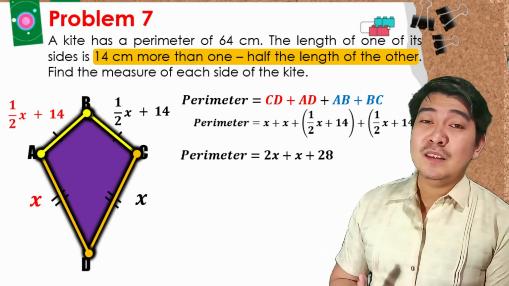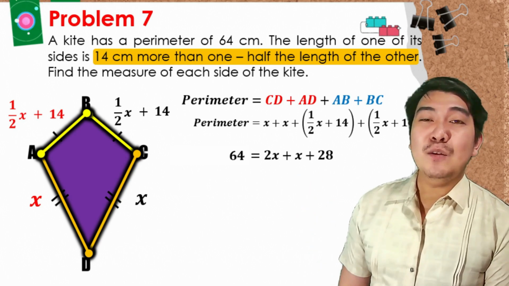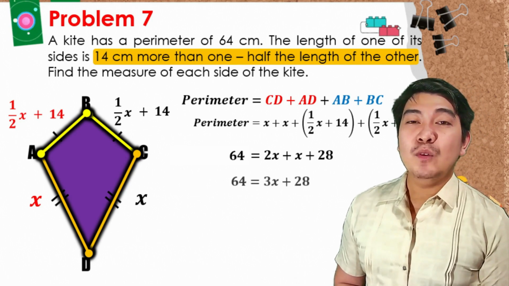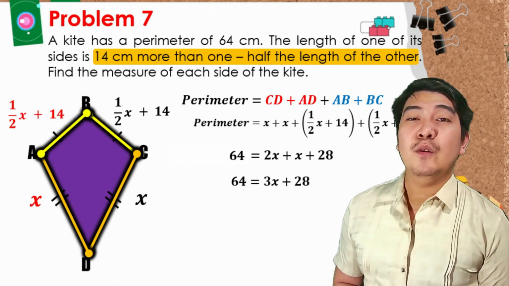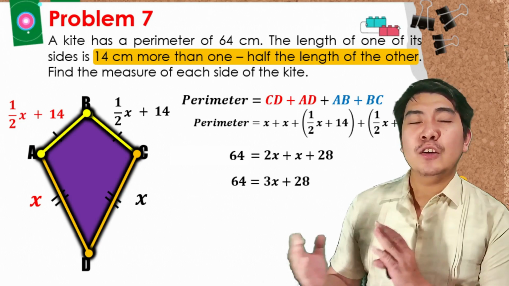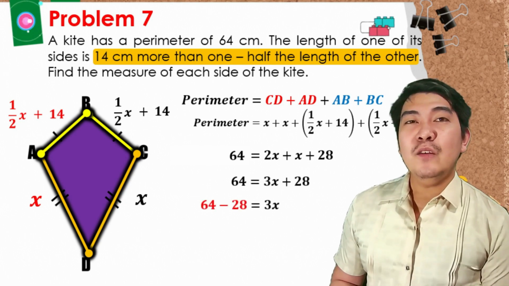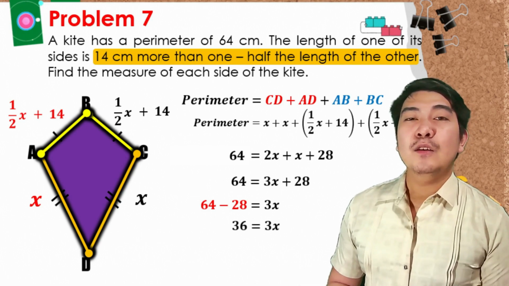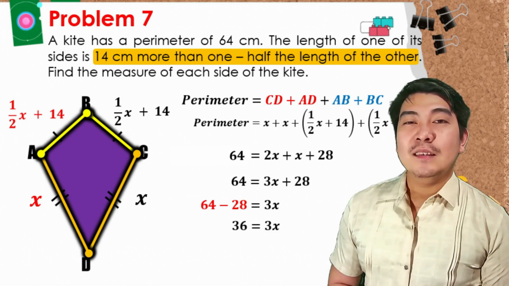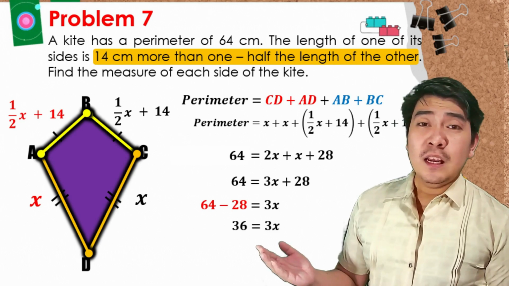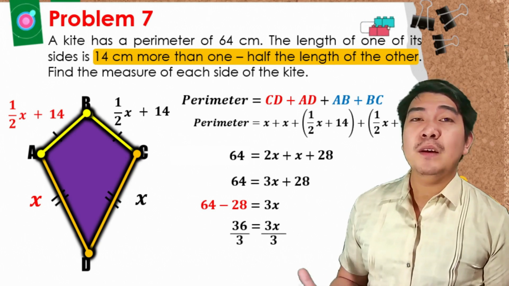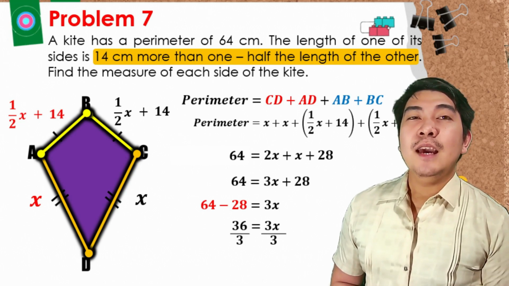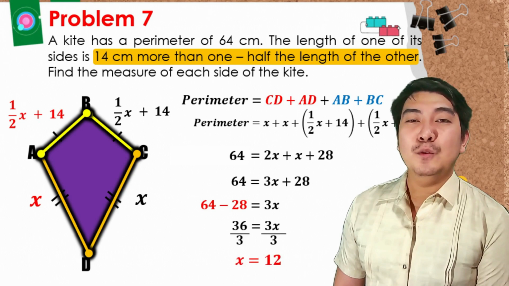Substituting the perimeter, which is 64, we now have 64 is equal to 2x plus x plus 28. 2x plus x plus 28 will be 3x plus 28, which is equal to 64. Then let us transpose 28 to the other side of the equation. We now have 64 minus 28 is equal to 3x. 64 minus 28 is 36, which is equal to 3x. Then we need the value of x, but we are given the value of 3x. Therefore, we need to divide both sides by 3. 36 divided by 3 is 12. 3x divided by 3 is x. So therefore, we now have the value of x, which is equal to 12.